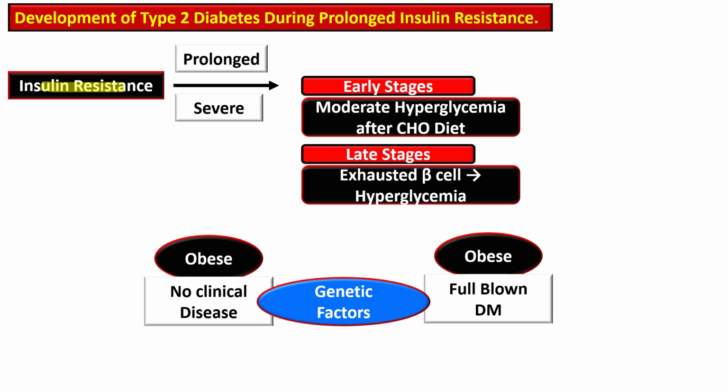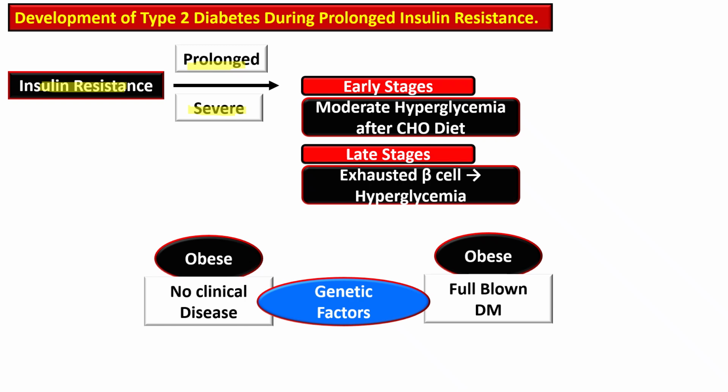Prolonged insulin resistance, when it is severe and prolonged, places a continuous demand on the pancreas to secrete high levels of insulin to maintain blood glucose within a normal range. Over time, this excessive workload leads to beta cell dysfunction, or exhaustion, reducing their ability to produce adequate insulin. So this process occurs in stages.